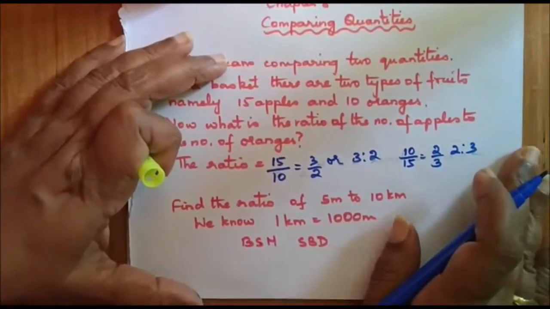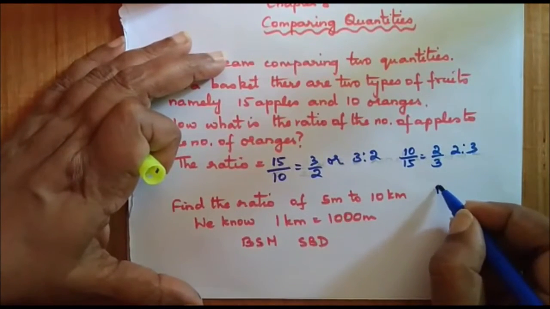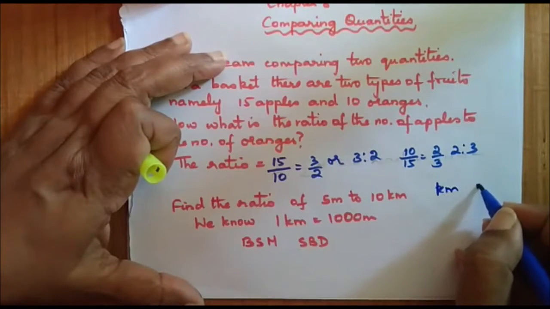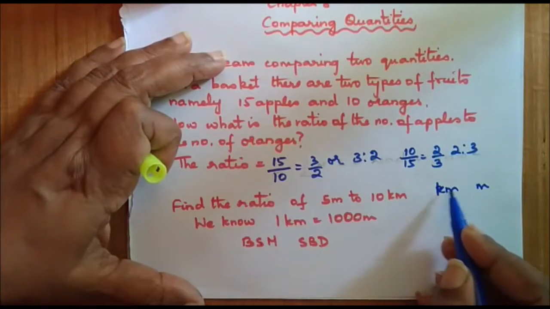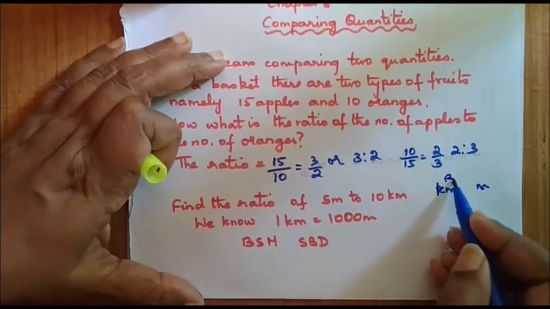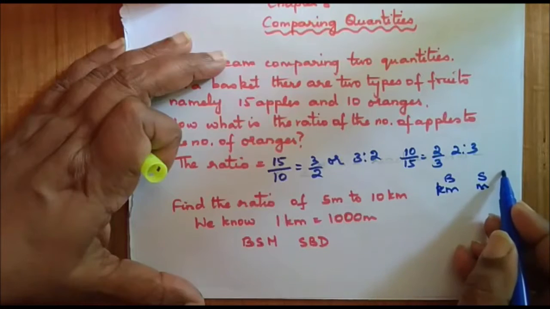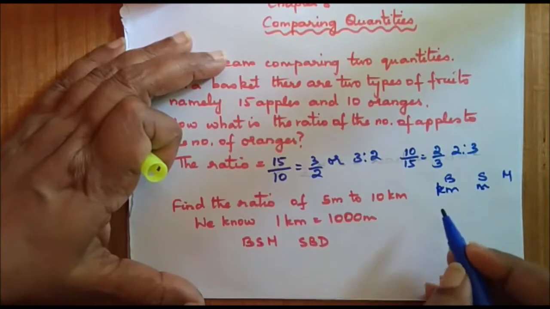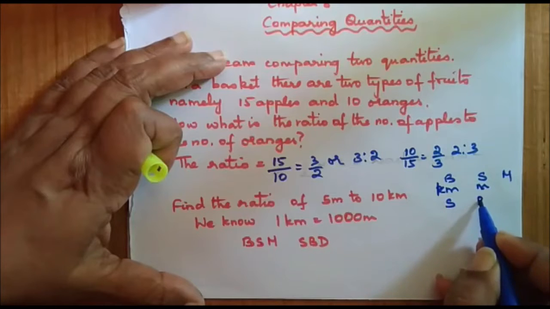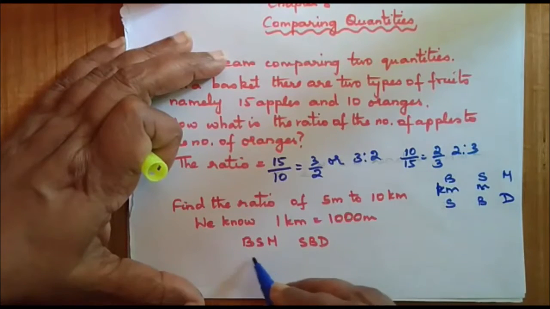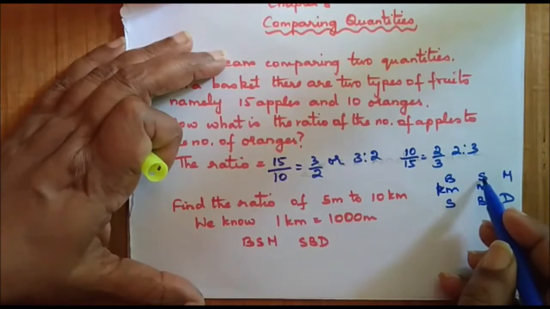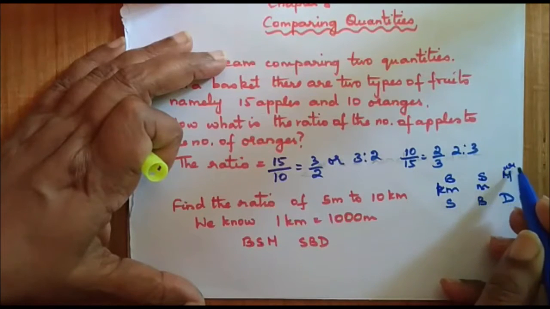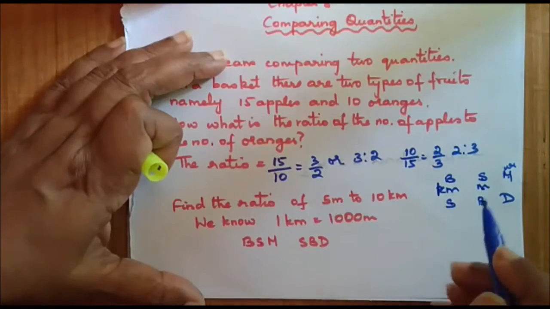You all learnt in our lower classes that kilometer is big and meter is small. When we go from big to small, I want to convert my kilometer to meter. Going from big to small, what should you do? You should multiply. When you go from small to big, you should divide. Keep this in your mind: B is for big, S is for small. From big to small you multiply; from small to big you divide.